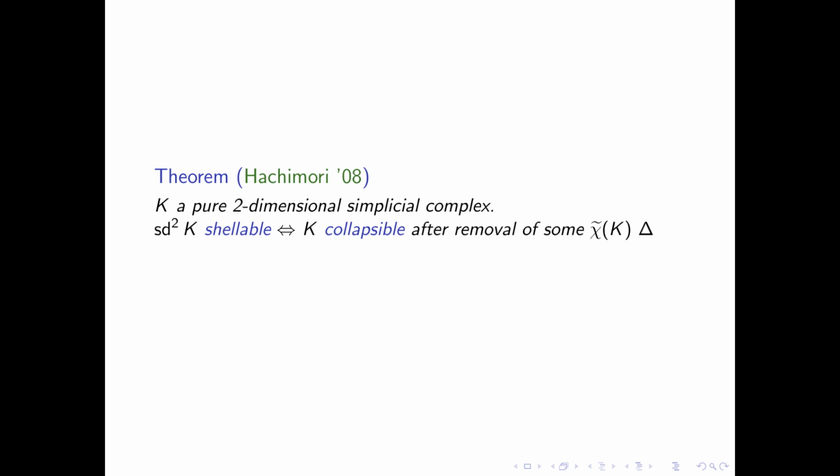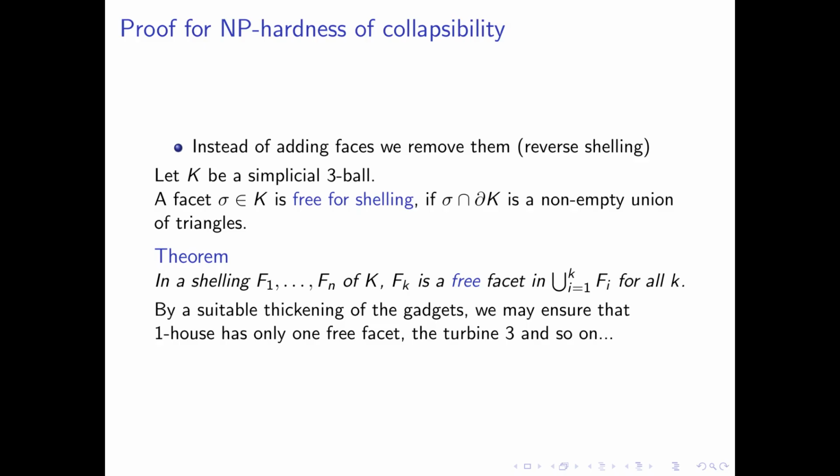Let me say a few words about the constructions for two-dimensional simplicial complexes in R3. And here we use a result of Hachimori, which states that the second barycentric subdivision of a simplicial complex is shellable if and only if all links of the simplicial complex are connected and the complex itself is collapsible. With that in mind, it now suffices to replace the variable gadget with a hollow sphere, that means with the boundary of the original variable gadget.